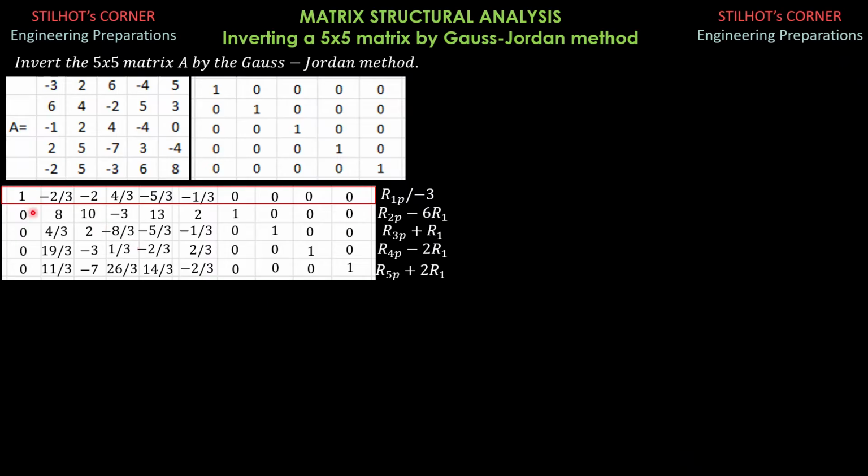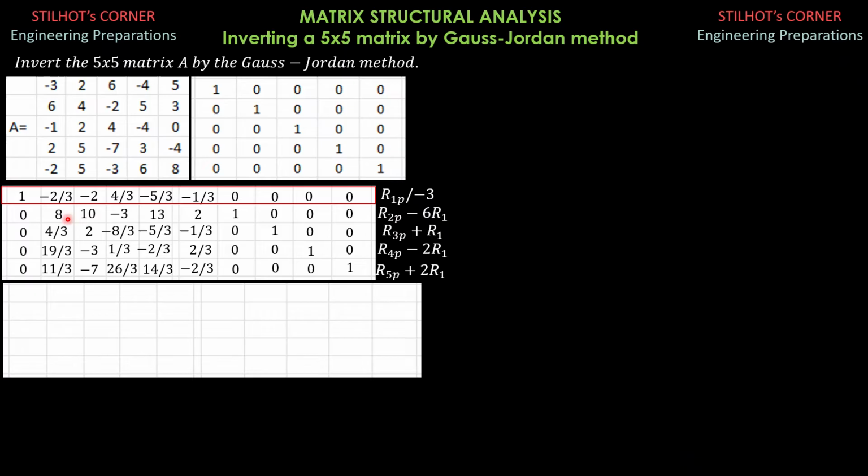So next we proceed to row 2. Let's make this 1 because that is 1 here. So row 2 previous divided by 8. That's the formula. So we begin with row 2. Row 2 previous divided by 8, so that this would be 0 over 8 is 0. 8 over 8 is 1. 10 over 8 is 5/4. Negative 3 divided by 8. 13 divided by 8.